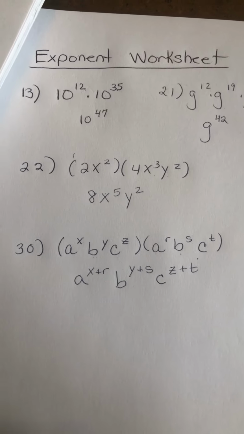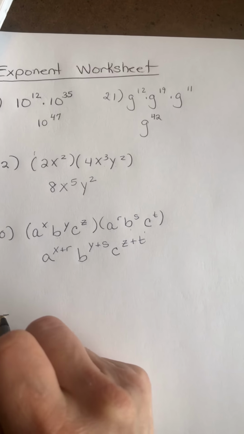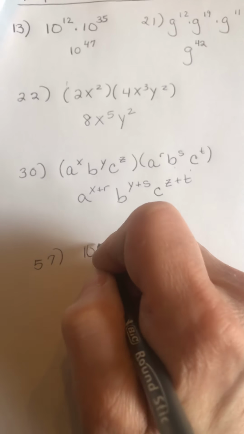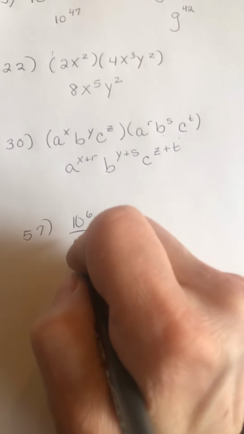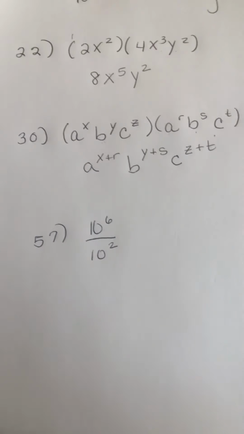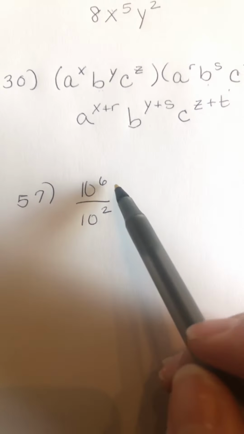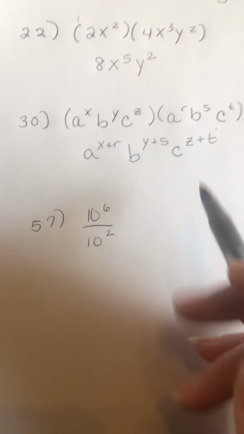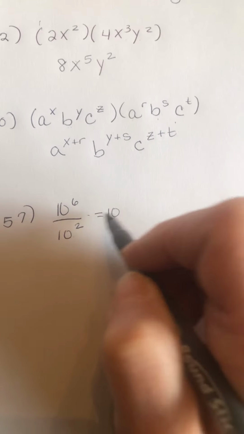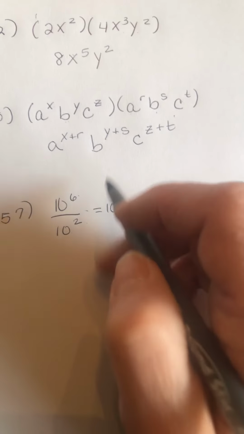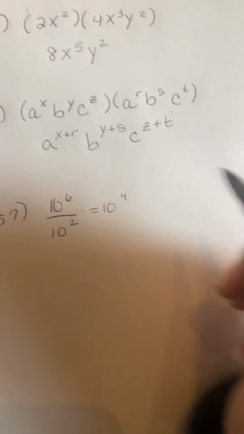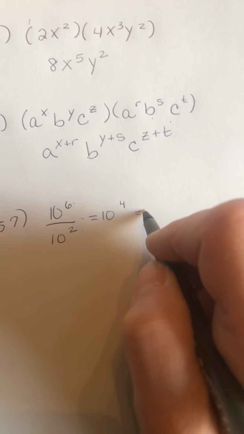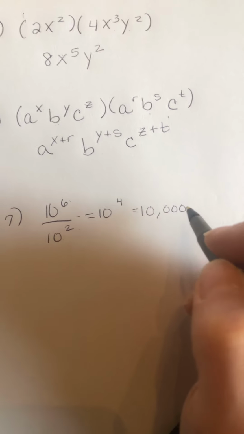Continuing with the same exponent worksheet, we're going to take on some different problems today with some division. If we take a look at number 57 on our worksheet, we have 10 to the 6th power divided by 10 squared. If you remember when we were using our laws of exponents, when we divide like bases, we keep the base, which is 10, and we subtract the exponent. So 6 minus 2 is going to give us 4. So we have 10 to the 4th power, which actually turns out to be 10,000 here.